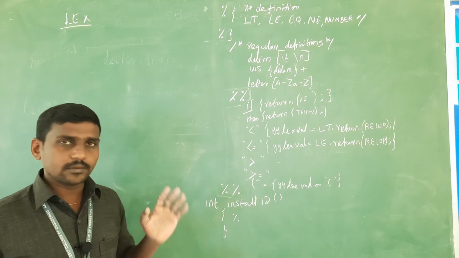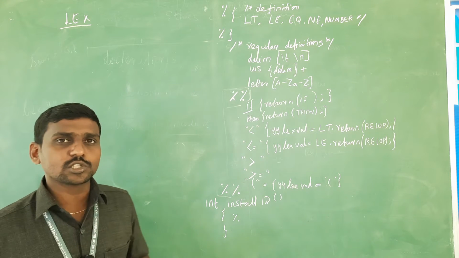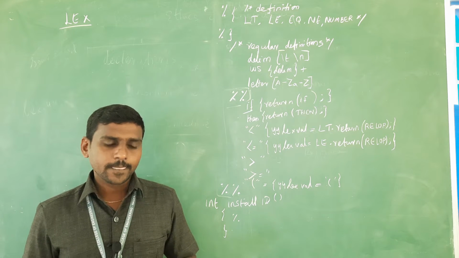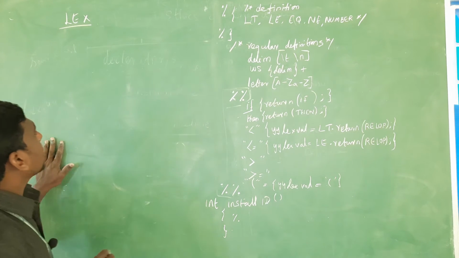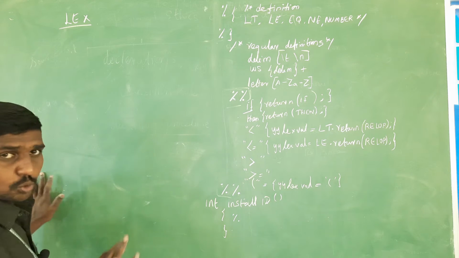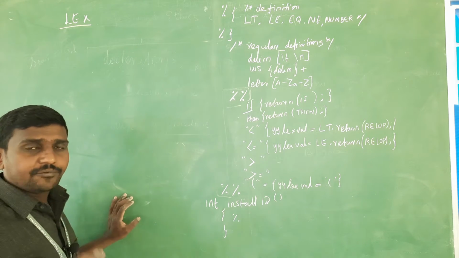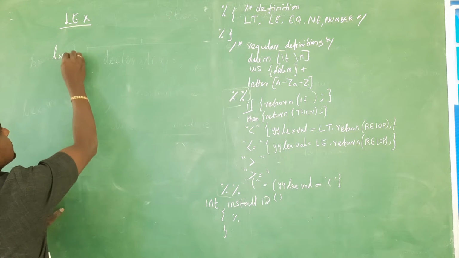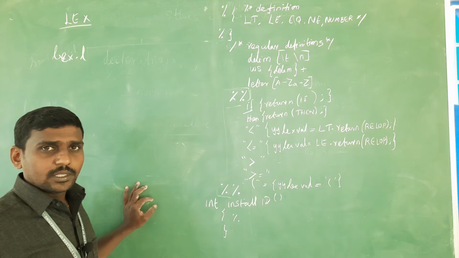Before that, for this Lex tool we have a lab exercise also. Using the Lex tool, you have to convert a source program into tokens. So you should be thorough with this concept. How does the Lex tool convert a source program into tokens? First we write the source program and save it in the lex.l file format.